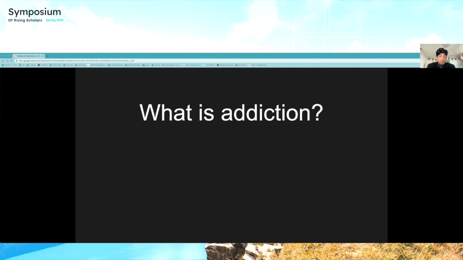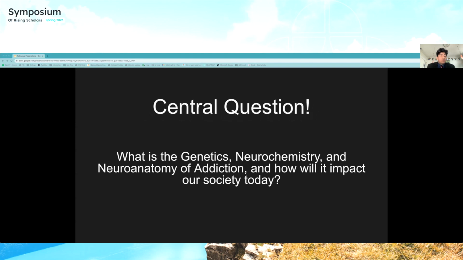While diffuse and far-reaching, emerging research indicates a high inter-individual variability in susceptibility to addiction and considerable substance-specific variability. Essentially, what that means is that addiction may be mediated by a complex set of gene-environment factors that we have to look for in each individual substance. So let's go on to the central question of today, which is: what are the genetics, neurochemistry, and neuroanatomy of addiction, and how will it impact our society today?